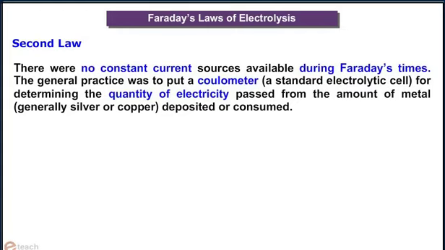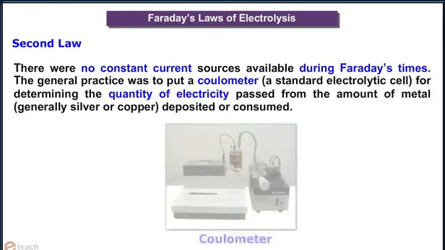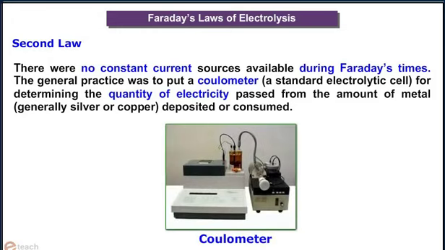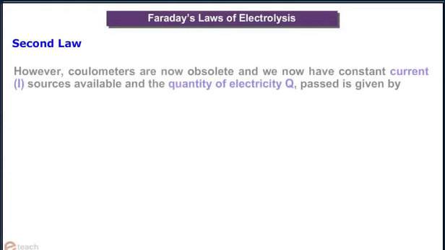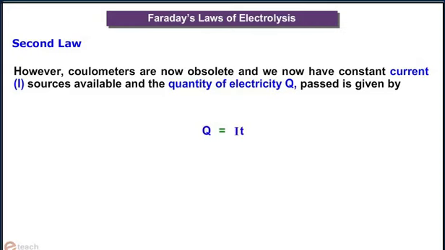The general practice was to put a coulometer, that is, a standard electrolytic cell, for determining the quantity of electricity passed from the amount of metal, generally silver or copper, deposited or consumed. However, coulometers are now obsolete and we now have constant current sources, and the quantity of electricity Q passed is given by Q = IT, where Q is in coulombs when I is in ampere and T is in second.